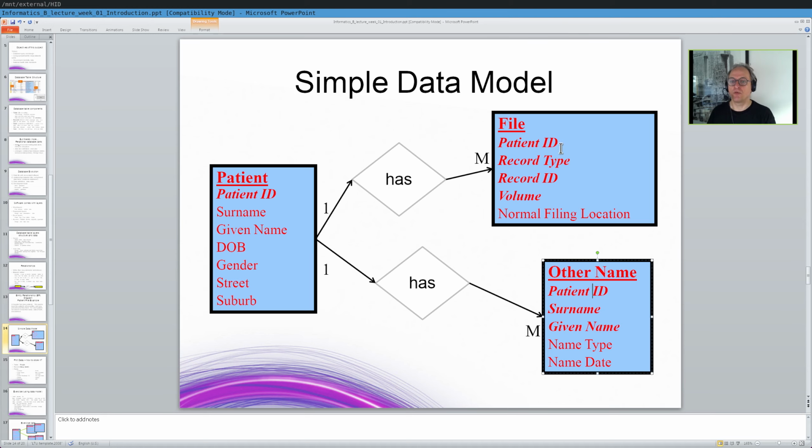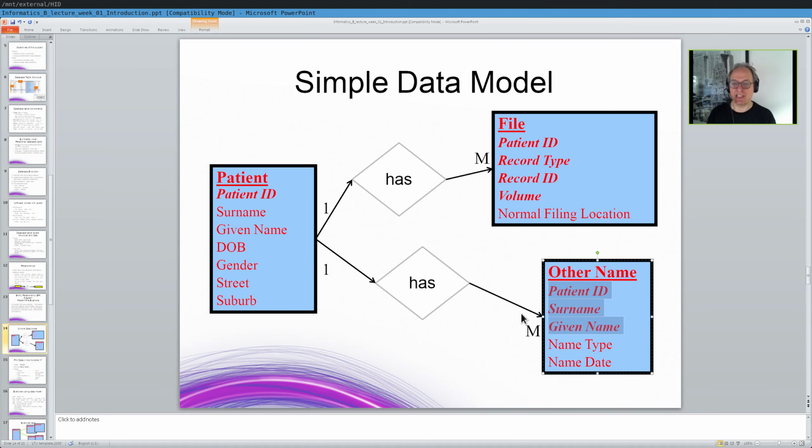And so the patient ID is part of the primary key of this one. The primary keys are in bold. So the patient ID, those four things identify that file, and then the file location tells you where that physical file is. These are the things that identify it: the patient ID, their surname and given name, and what type of record. So these are attributes of that thing.